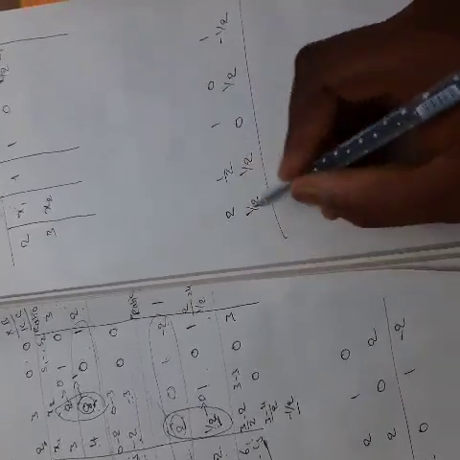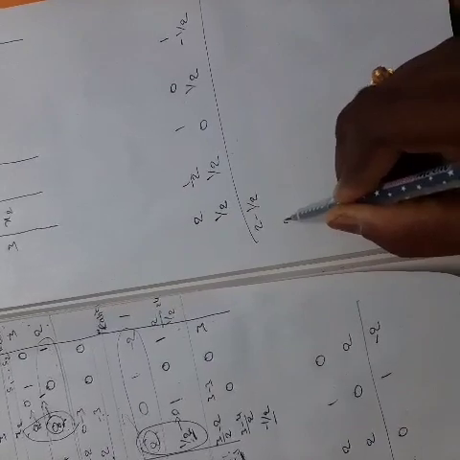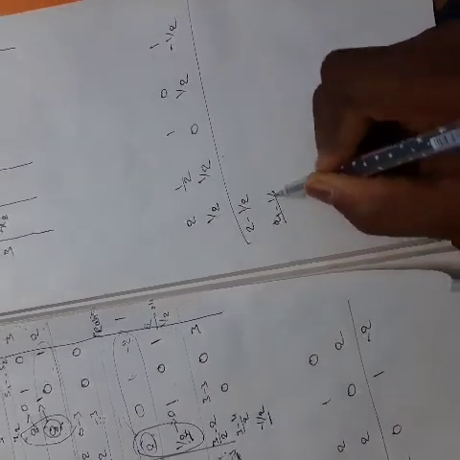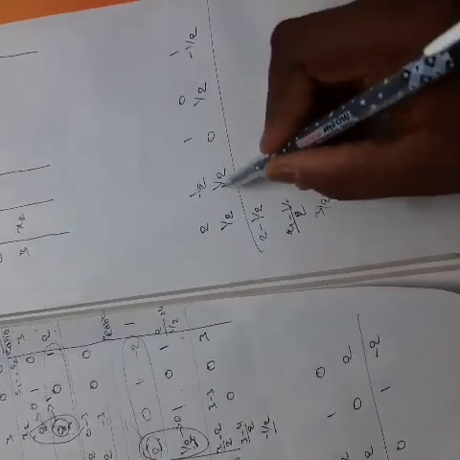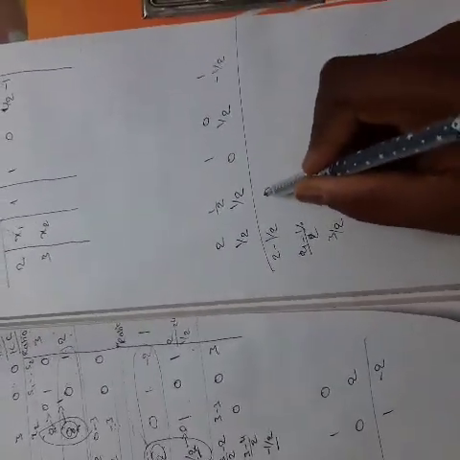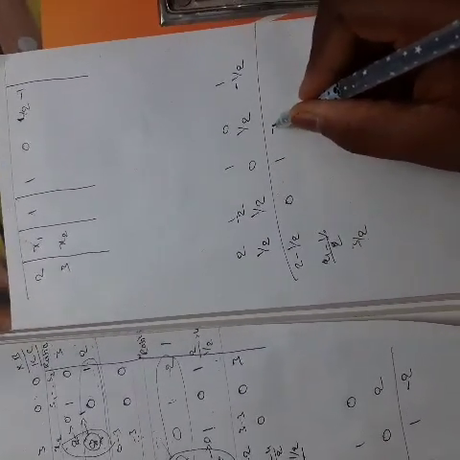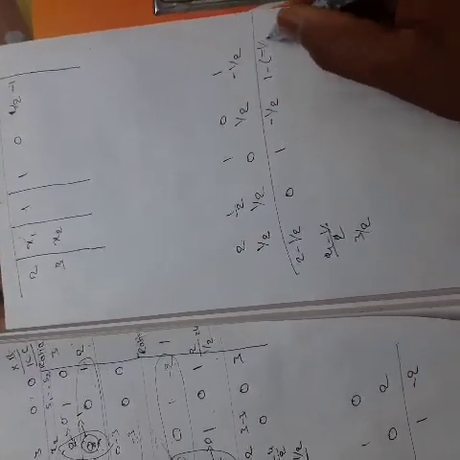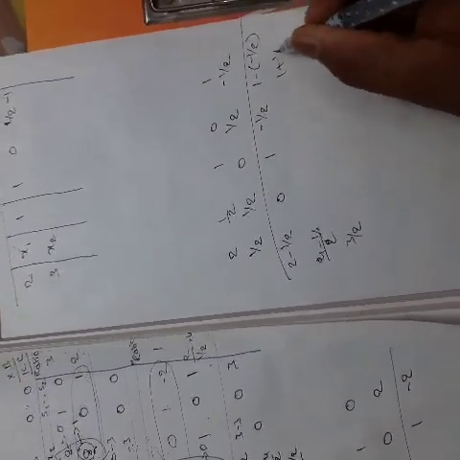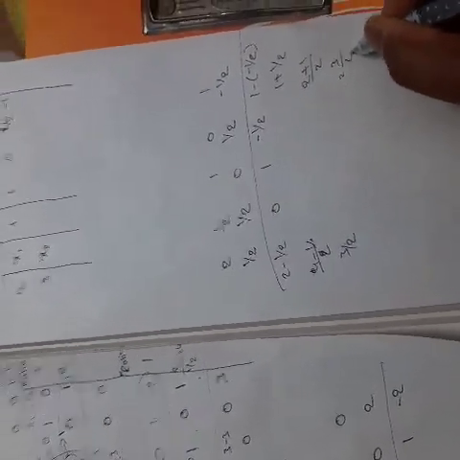Now you have to subtract these two values. 2 minus 1 by 2: 2 twos are 4, minus 1 by 2, that means 3 by 2. And then 1 by 2 minus 1 by 2, 0. 1 minus 0, 1. 0 minus 1 by 2, minus 1 by 2. 1 minus minus 1 by 2, that means 1 plus 1 by 2, that is 2 plus 1 by 2, that is 3 by 2.